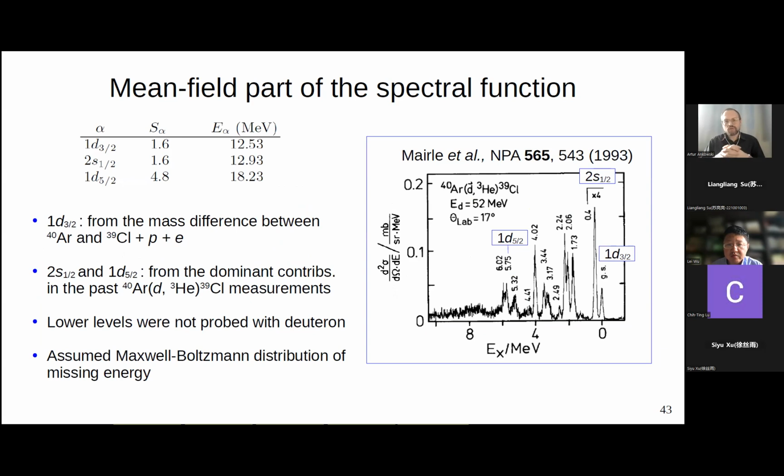To reduce the number of free parameters in our fits, we use priors from the past experiments to determine the topmost position. So to determine the position of the topmost level, we use the information on the mass difference between the argon nucleus and the system of chlorine plus proton plus electron. That gives us the topmost position. And then we use the information from the past experiments which scattered deuteron and also other targets to determine the positions of the next two levels. And in the case of titanium, we managed to determine the next three levels.